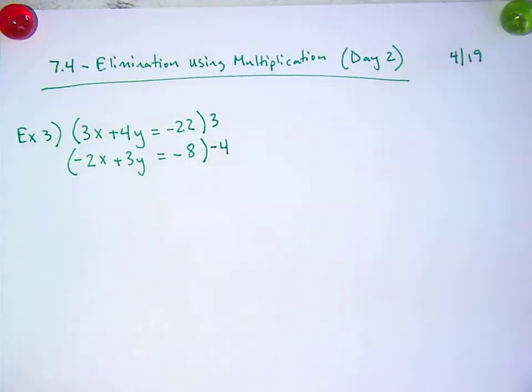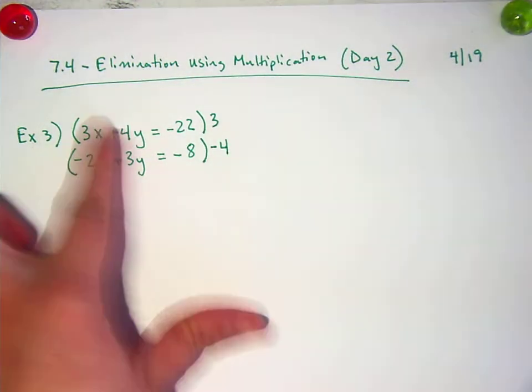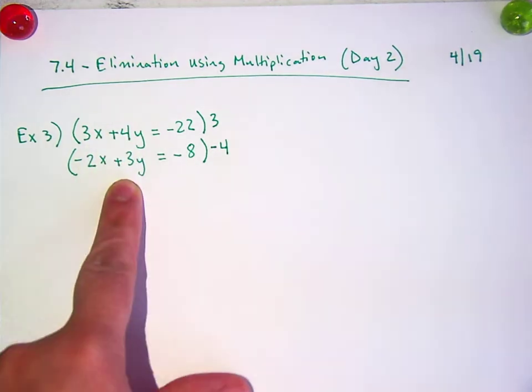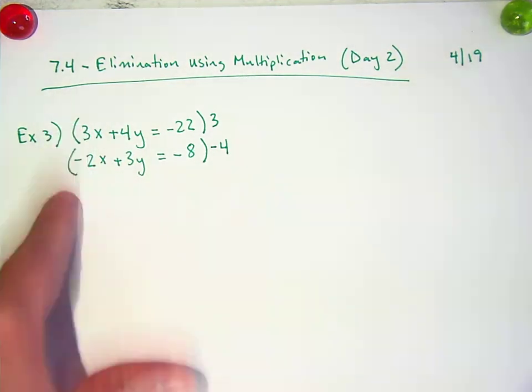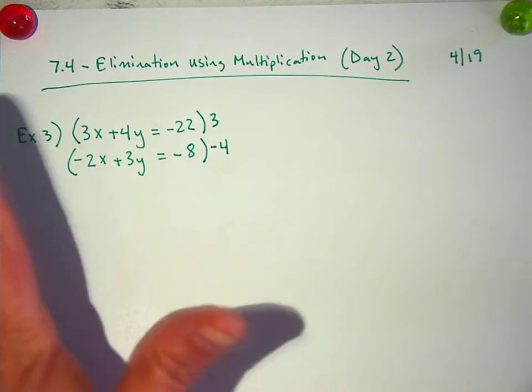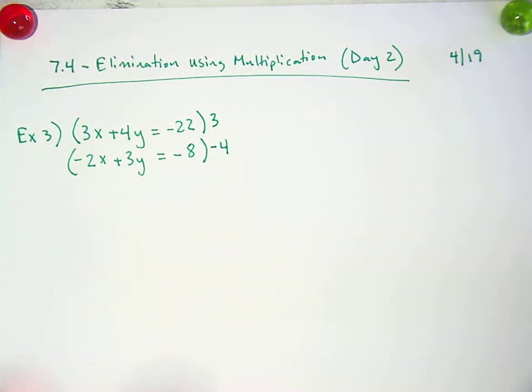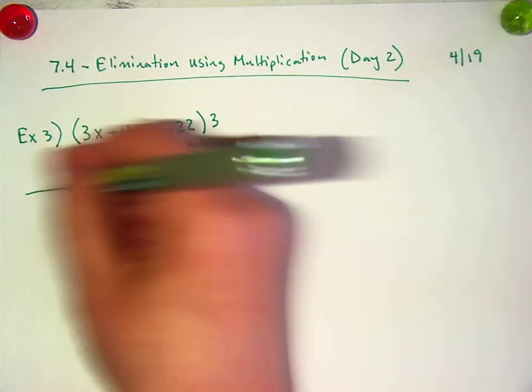Yeah. And there's actually 4 different ways to do this problem. We could also multiply by negative 3 on the top and a 4 on the bottom, right? Or we could try to do the x's and not have to worry about negatives at all because one of them's already negative, but we're going to do it your way. All of these ways will work.